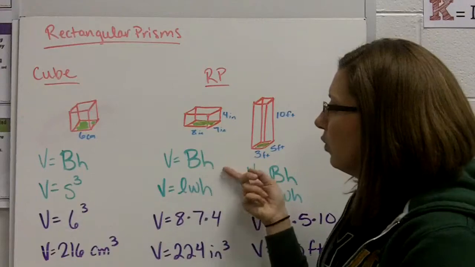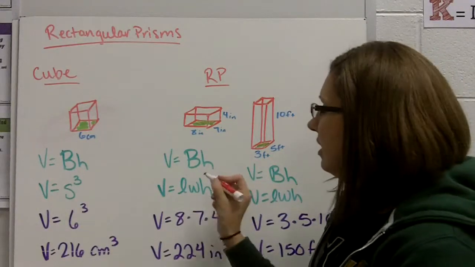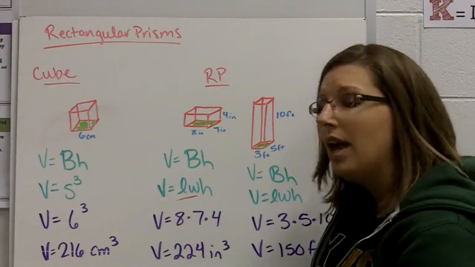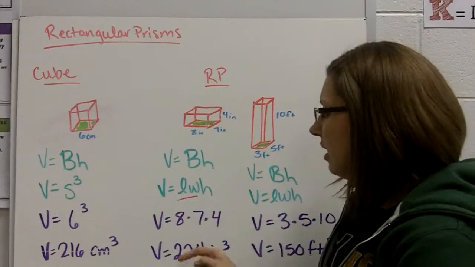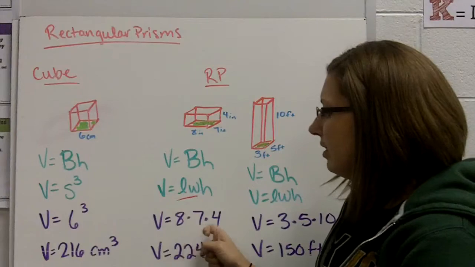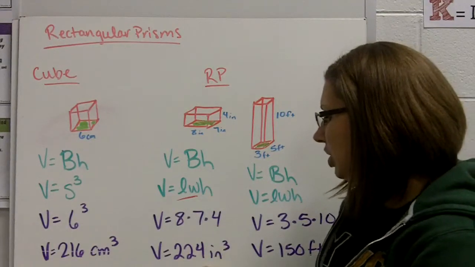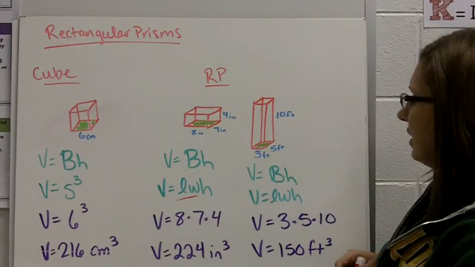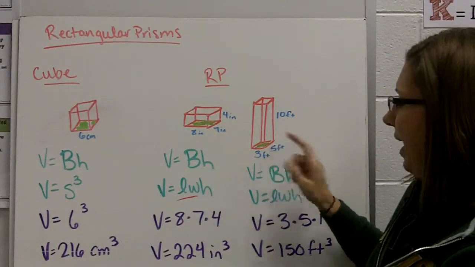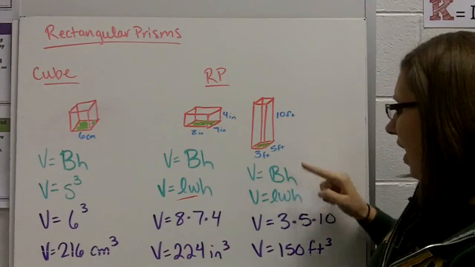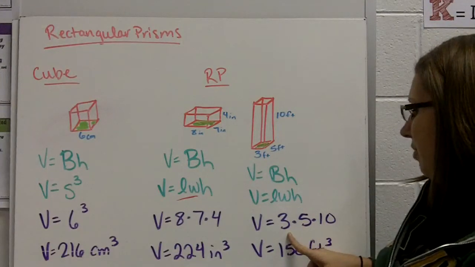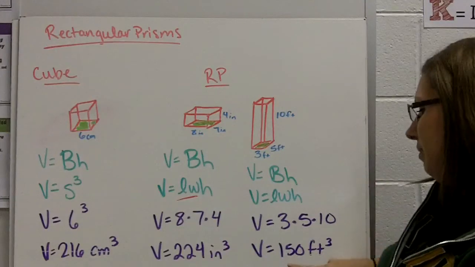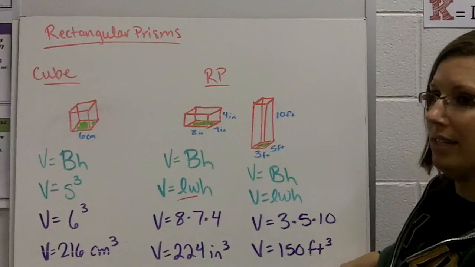I can break down this formula a little bit more because to find the area of a rectangle, you just multiply length times width, and then you multiply it by how tall it is. So in this case, 8 times 7 times 4, and I get 224 cubic inches. On this other one, I've got a smaller base, 3 by 5, so I'm going to enter 3 times 5, and then the height is 10. 3 times 5 times 10, 150 cubic feet.